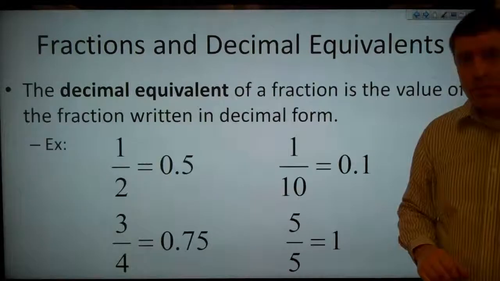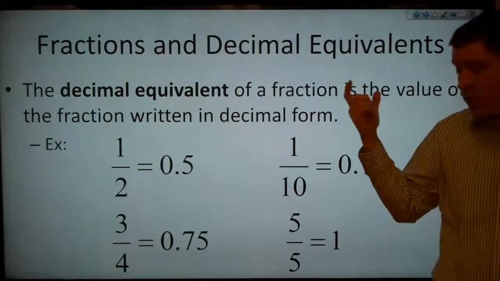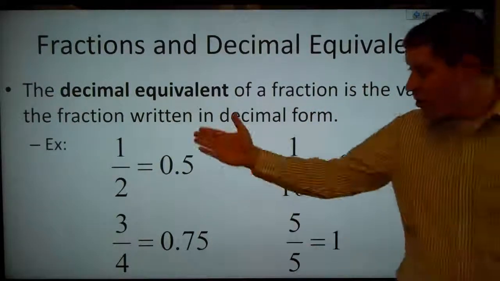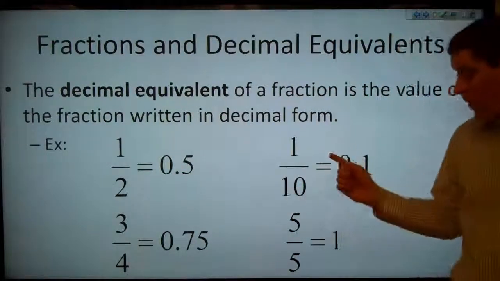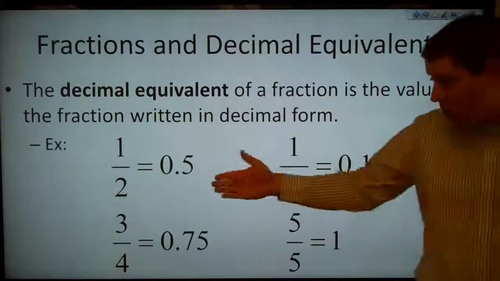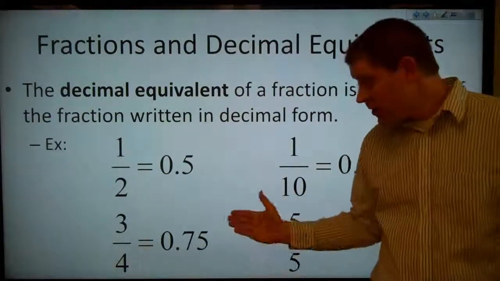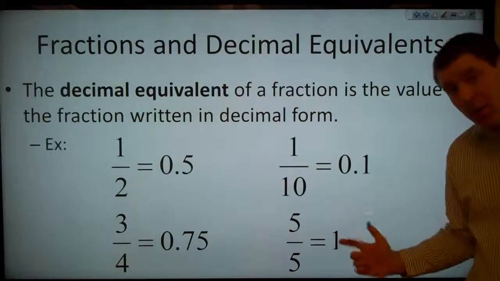Now, the decimal equivalent of a fraction is the value of the fraction written in decimal form. For example, 1 over 2, 1/2, is 0.5. 1 over 10, or 1/10, is 0.1. 3 over 4, or 3/4, is 0.75. And 5 over 5 is 1.